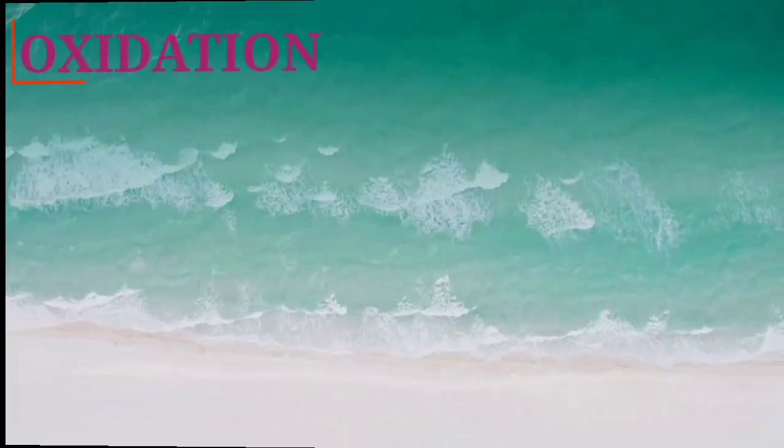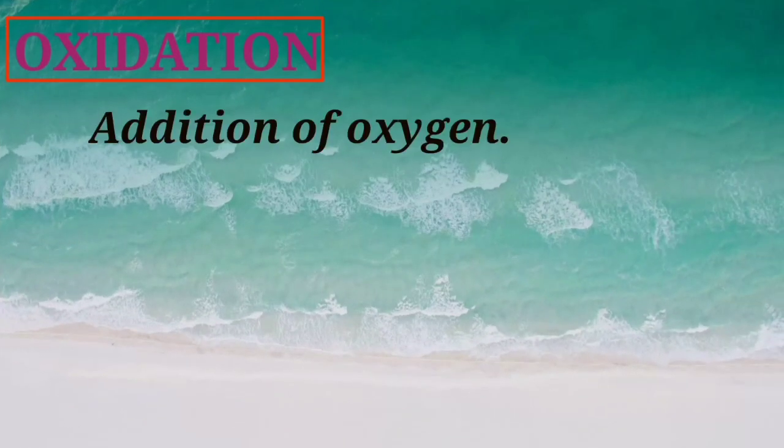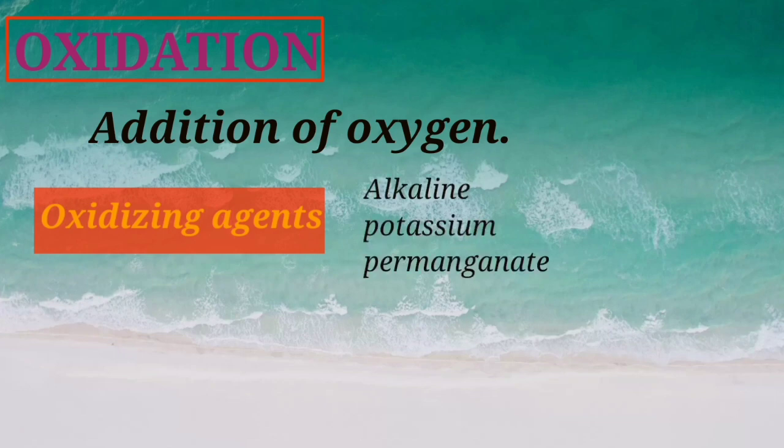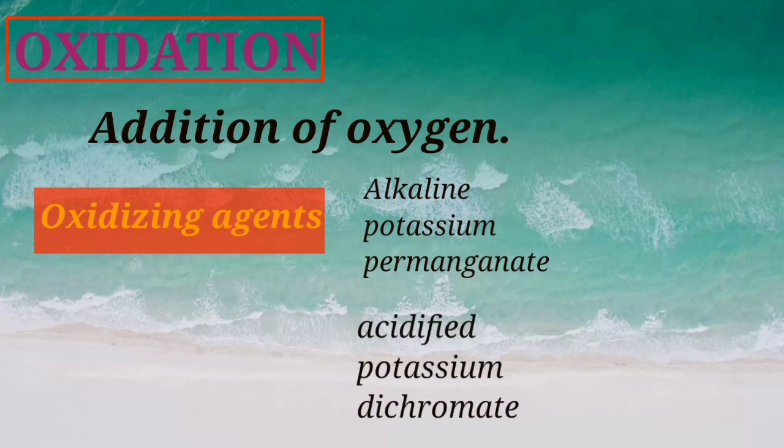Now another property is the oxidation. Oxidation is addition of oxygen, and the agents which add oxygen to the carbon compound are known as oxidizing agents. So for example, oxidizing agents such as alkaline potassium permanganate and acidified potassium dichromate are used for oxidation. There are many other oxidizing agents as well, but we'll look at how alkaline potassium permanganate and acidified potassium dichromate oxidize.